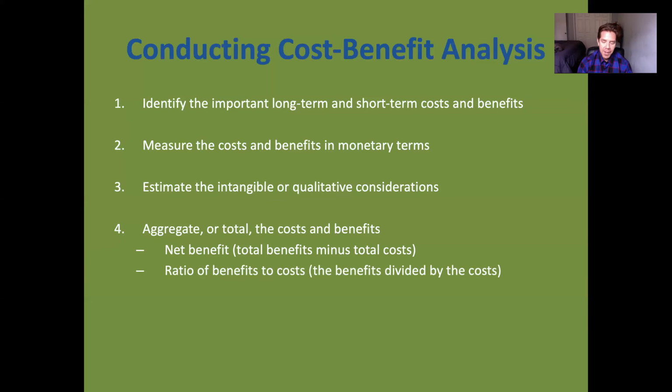You can also make comparisons using what's called the ratio of benefits to costs, where essentially, again, you're just taking all of the benefits and dividing them, in this case, by all of the costs. And so in this case, you would want, again, the ultimate ratio, the quotient of that process, to be as large as possible relative to the other options.